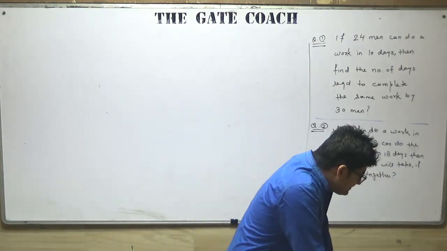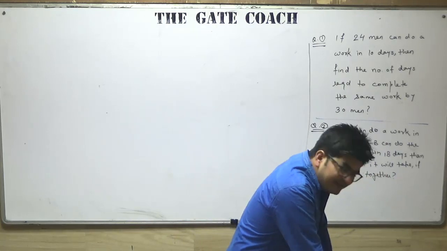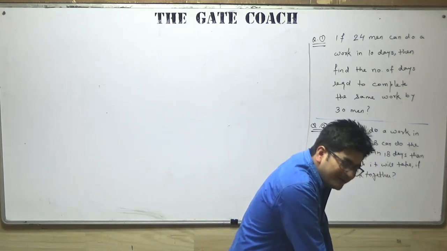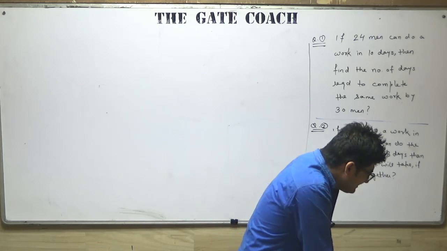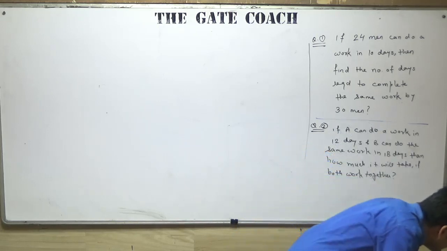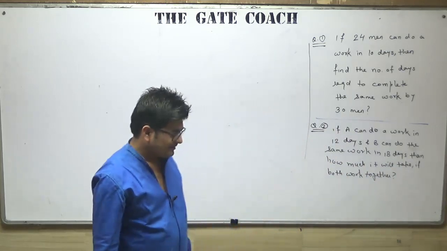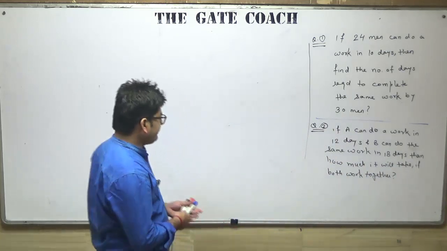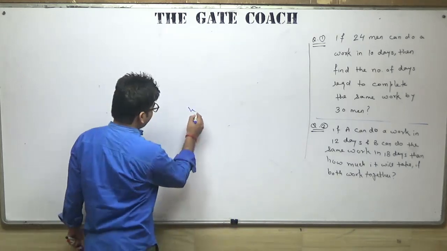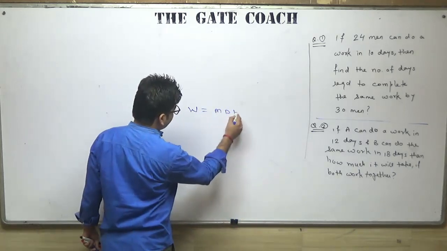36/5 क्या होता है? गेट एग्जाम में 36/5 कैसे टाइप करोगे? 7.2 days. Wonderful.